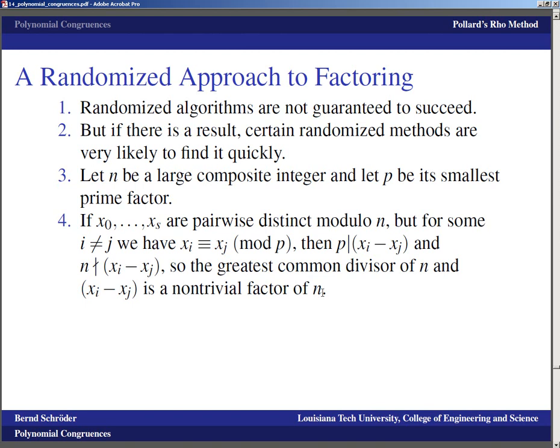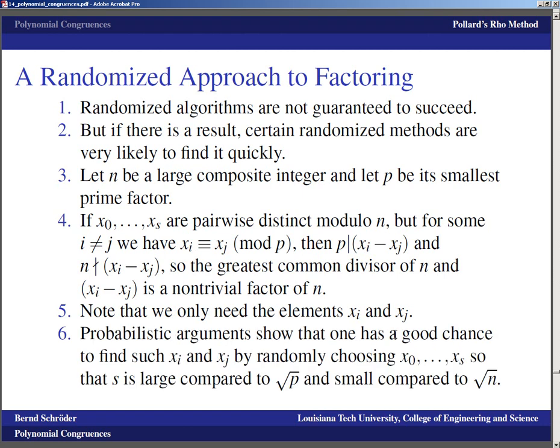And we need to insist here that n does not divide xi minus xj, because otherwise the greatest common divisor of n and a number could be n, which would be rather trivial. Okay, so note that in order to find a factor with the very efficient Euclidean algorithm that finds greatest common divisors, we only need the elements xi and xj.